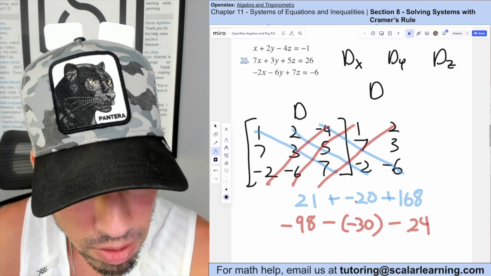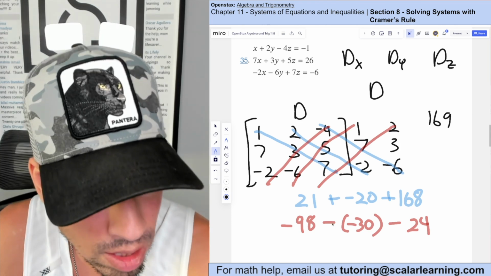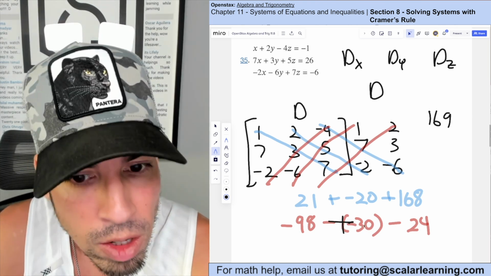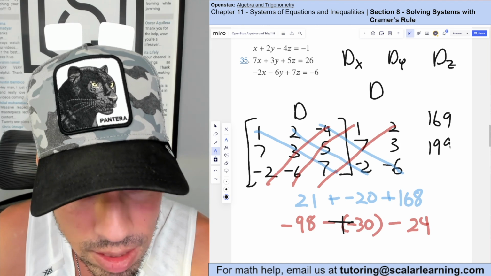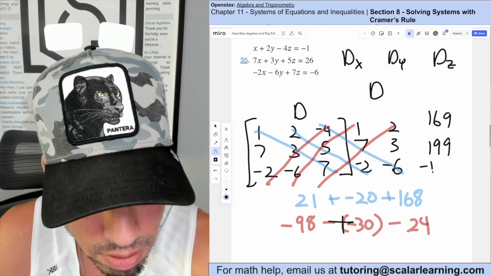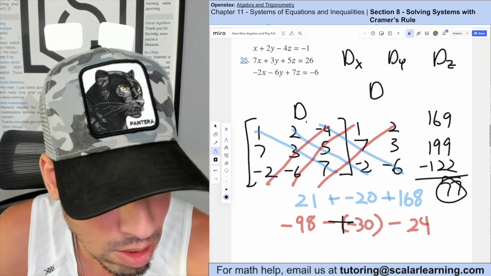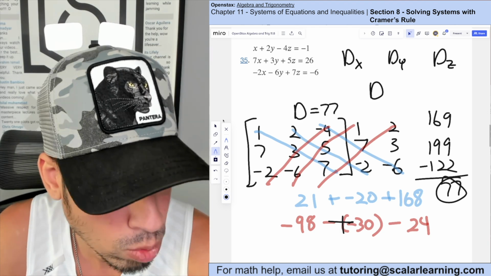So 21 plus negative 20 is 1, plus 168 is 169. And then this is going to become a plus, by the way. So then we got plus 30 is 199. And then we got a negative 98, negative 24. That's a negative 122. So we're basically subtracting those, and we got 77. So D is equal to 77. We're going to come back to that.